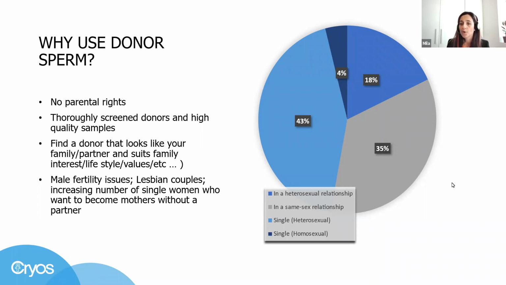Our donors are thoroughly screened and tested, and the quality of the samples is known before you buy anything. So if you buy a straw that is labeled as motility 10, not only has it been screened for all infectious and genetic diseases that we show you, but it has the motility that we say it has. Motility is the number of active sperm cells per milliliter of sperm. So if you buy a motility 10, you know exactly what you're buying.